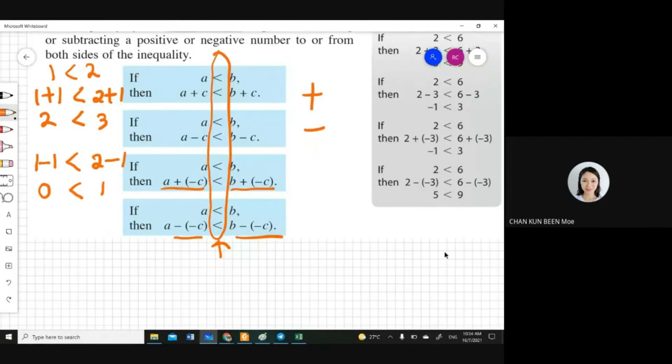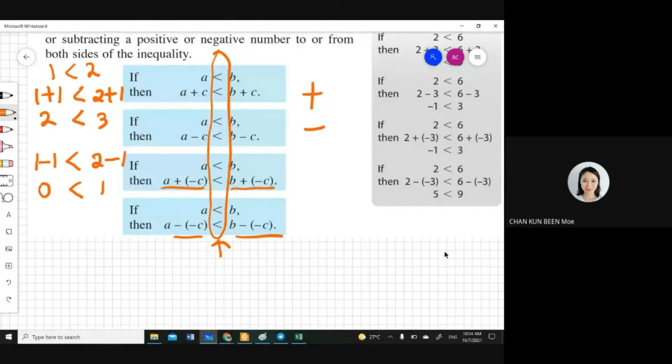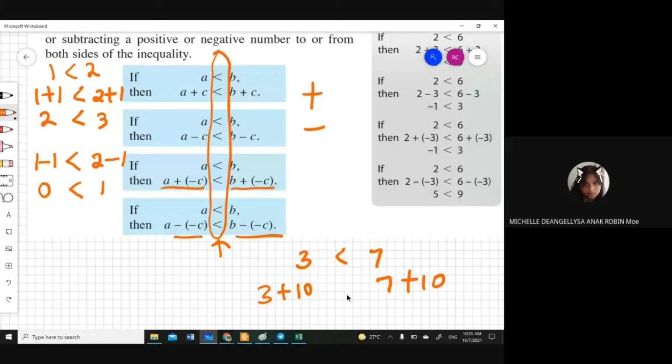Okay? So for example, I give you a question here. I have 3 and 7. 3 is less than 7, right? Now, can you tell me, if I use 3 plus 10, 7 plus 10, what is the symbol to be represented here? Greater than or less than? Less than. Yeah, less than. Unchanged, less than.